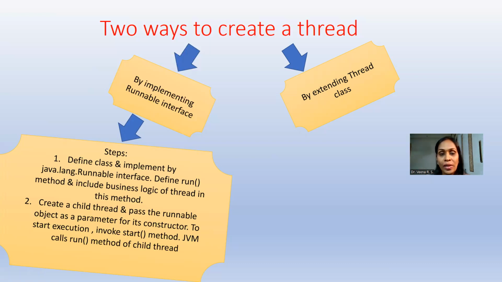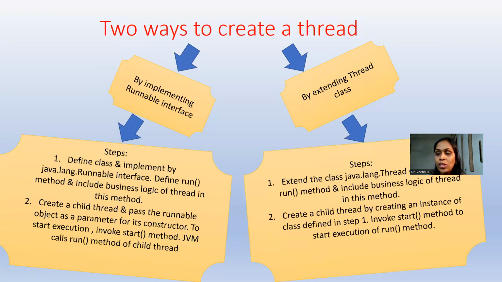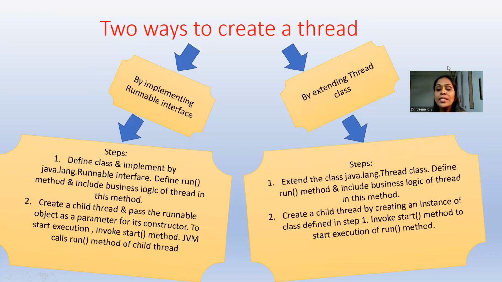There is a second way as well. Instead of using the runnable interface, you can also make use of the thread class and create a child thread. When you want to use the thread class for multi-threaded programming, the steps you should remember are: first, whatever class you define should extend java.lang.Thread. As Thread is a class, you cannot implement it, you have to extend it. Again, define the run method and include the business logic of the thread in that method.